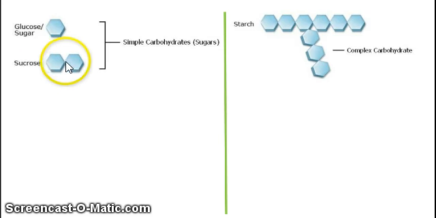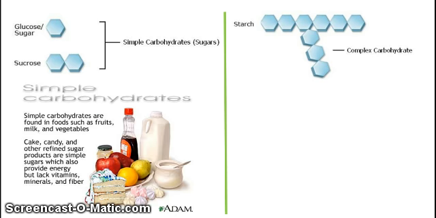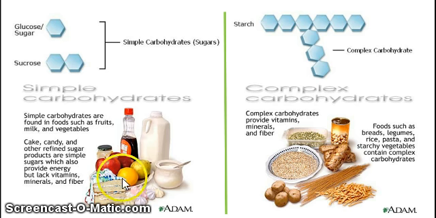These simple carbohydrates are sweet. Complex carbohydrates are not. When we look at the foods that are involved, the simple carbohydrates include very sugary foods, cake, and as well as syrup and milk and fruits. On the other side, the complex carbohydrates include things like rice and grain and potatoes.